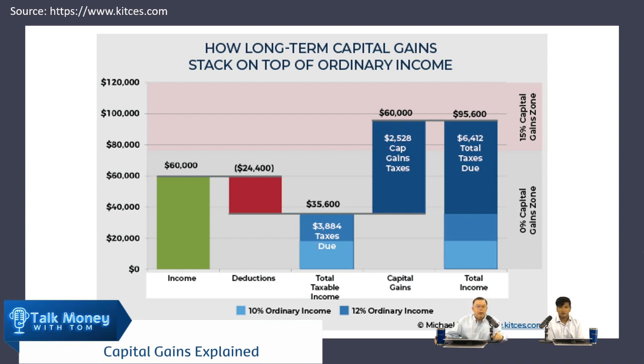Now you can see in that last chart, stacking everything up, they have ordinary income at 10%, some ordinary income at 12%, and their total tax is $6,000. Total taxable income after deductions is $95,600. If you're really interested in this, you can freeze this and study this chart, and look closely at it and understand how it's a really good chart. Yeah, I think it's great.